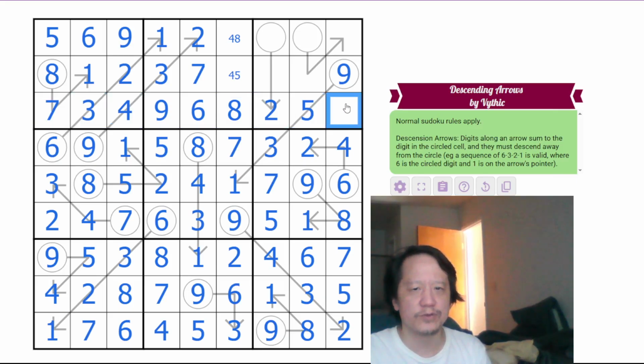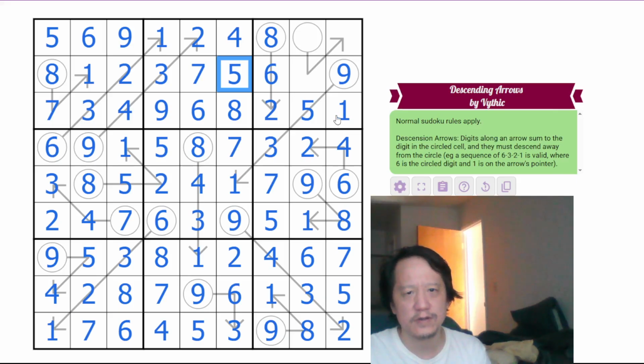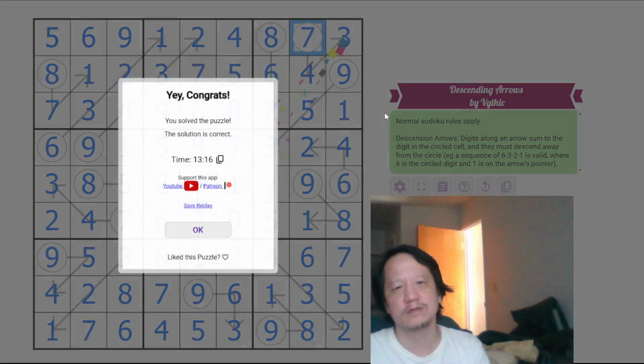Remaining digit in row 3 is a 1. We have 2 and 6 adding up to 8 here. 8 eliminates 8 here, so that's 4, which makes this 5. And the remaining digits here have to be, this must be 4. This must be 3, and that must add up to 7.